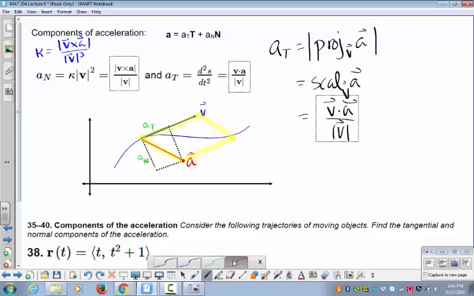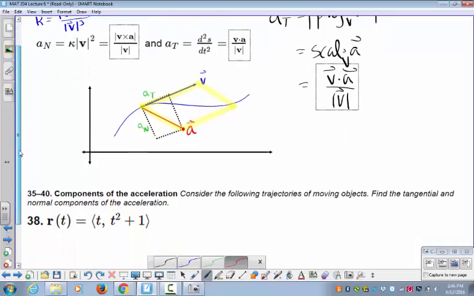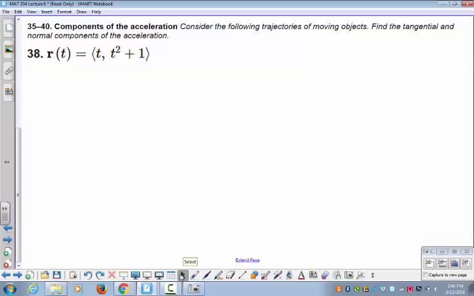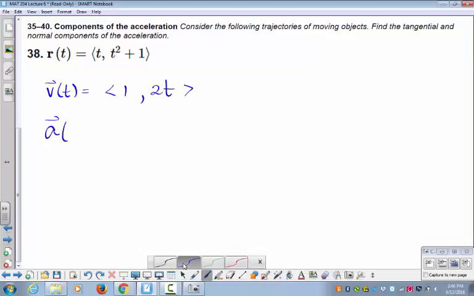So those are the two formulas I would recommend using, because I think that they're very geometrically intuitive based on what we've already done. So let's do it. All right. Components of acceleration, consider the following trajectory of moving objects, find the tangential and normal components of acceleration. So let's first find V. Here's our V vector. Well, let's find acceleration. Acceleration looks like that.